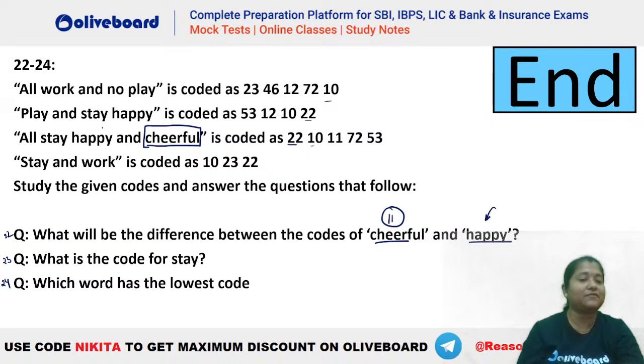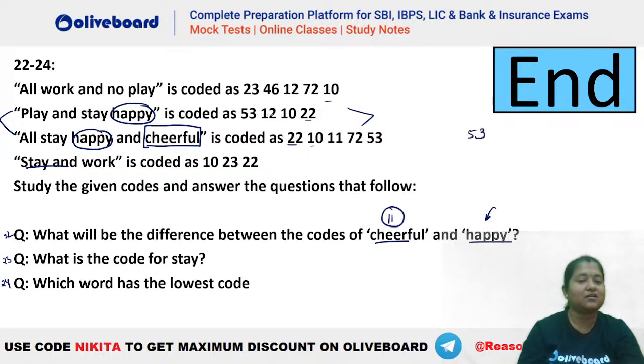What about happy? Where do we see happy? You can see happy has been used here and happy has been used here. And if you combine this, you can see what is common. Play and stay happy, all stay happy, and so you can see stay happy and is common, right? But stay and is there in the fourth as well. So let's compare the two. What is common between the two? You can see 53 is common.